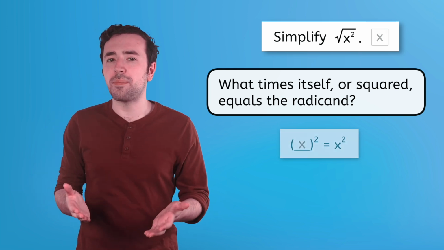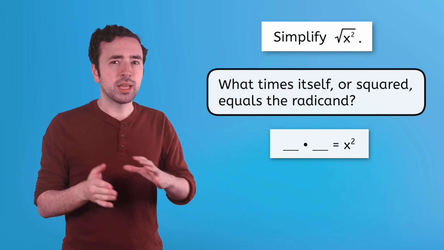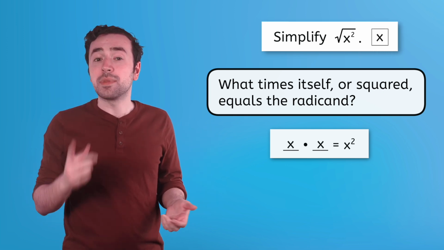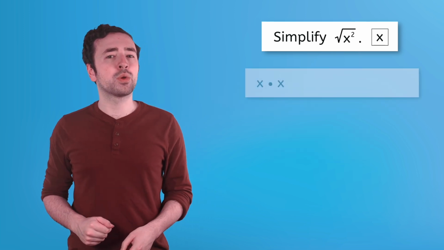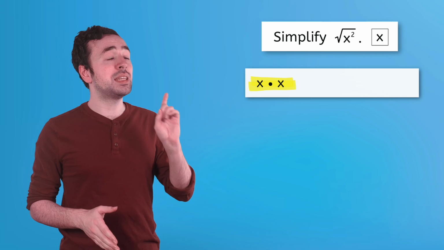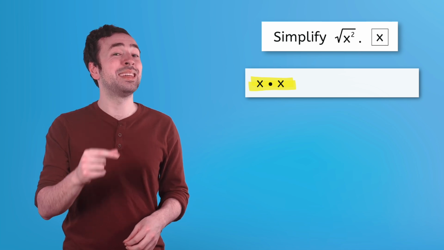We can also think about this in terms of multiplying. What times itself equals x squared? Again, it's just x. To break that down, remember what we've learned about variables with exponents. What exponent do these x's have? If no exponent is written, an exponent of 1 is implied.